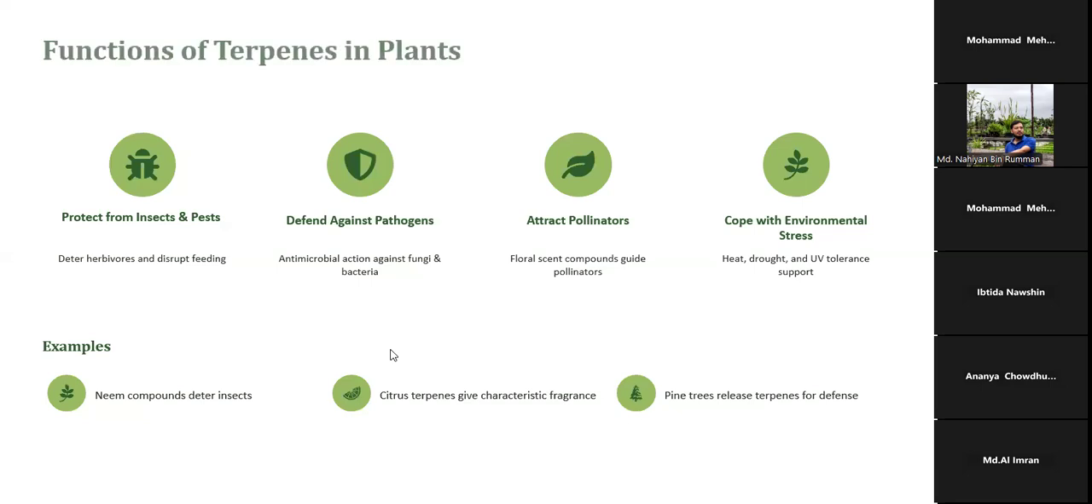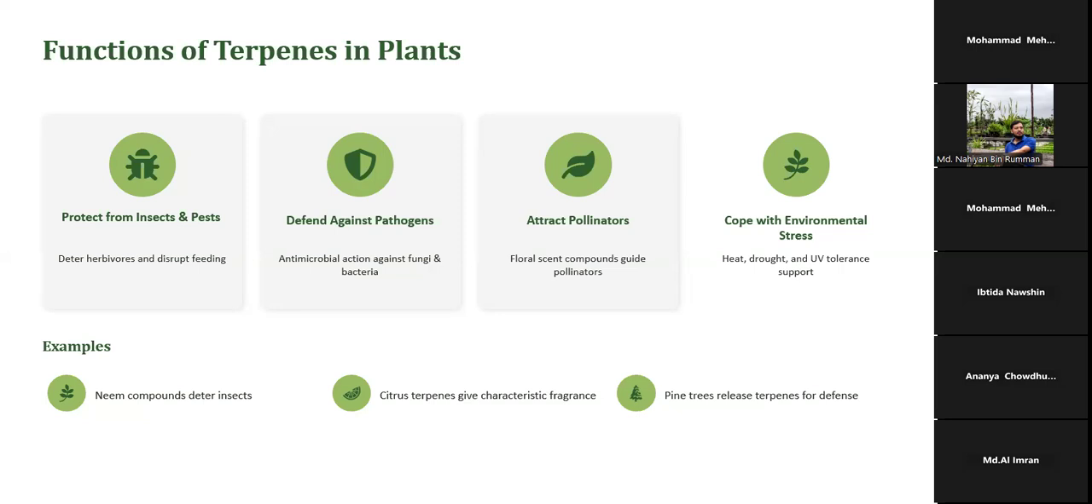Then comes the functions of terpenes in plants. Terpenes perform several important functions in plants. First, they protect plants from insects and herbivores by repelling pests or reducing their feeding. Second, they defend plants against pathogens such as fungi and bacteria because many terpenes have antimicrobial properties. Third, terpenes attract pollinators like bees and butterflies. Many flower fragrances are produced by volatile terpenes, which help pollinators locate flowers, improving pollination and seed production.